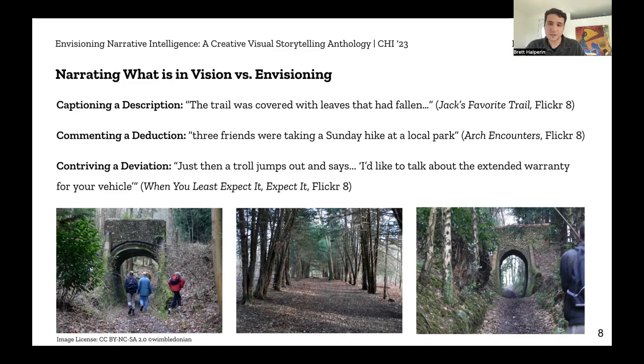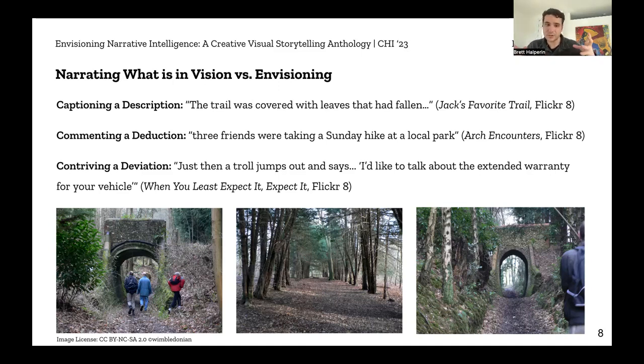So an example of captioning a description is what one author wrote: "The trail was covered with leaves that had fallen." Now that you can directly trace back to the image and more or less describes it. The next layer up, though, is what we call commenting a deduction, where another author wrote, "3 friends were taking a Sunday hike." Again, that traces back to that image of 3 people, but there's some level of inference happening here. Maybe those 3 people are friends, maybe they're family members, who knows? But again, it's more or less visible, but there's just some sort of additional layer of interpretation.